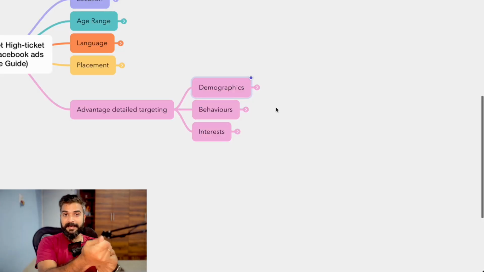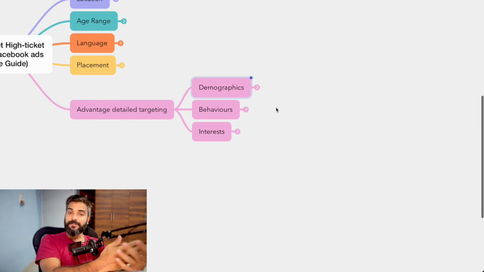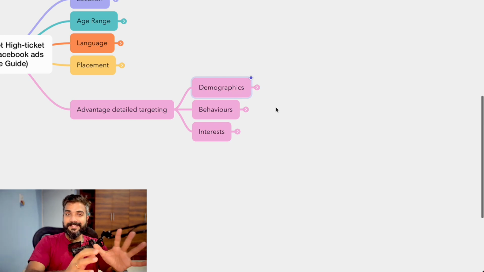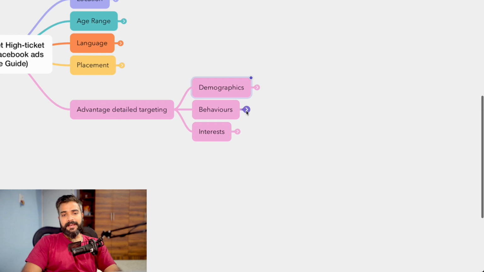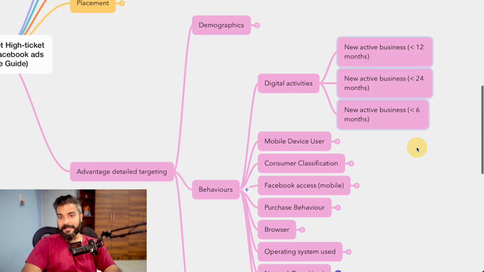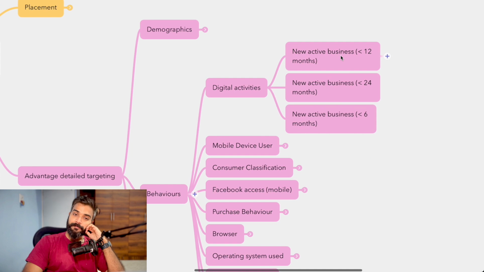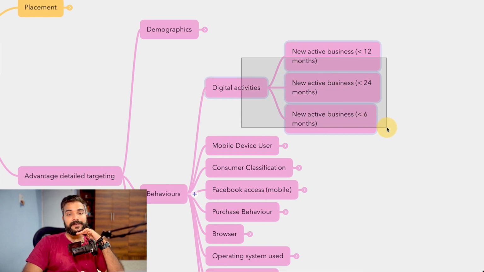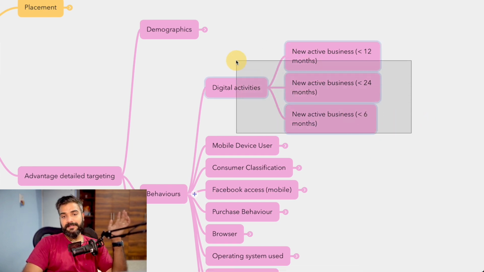Then we filter it by the behaviors that these people execute. Demographics are who they are, right? Behaviors are what they do, how they interact online, what kind of phone they use. Do they buy stuff online? Do they prefer any sort of high value goods? Do they travel a lot? All of these things are part of behavior. And in behavior, we got a lot of this stuff, digital activities. If they're new businesses, by the way, if you're offering web design services, this might be a great behavior to have, like new and active businesses in less than 6 months, 12 months to 24 months.